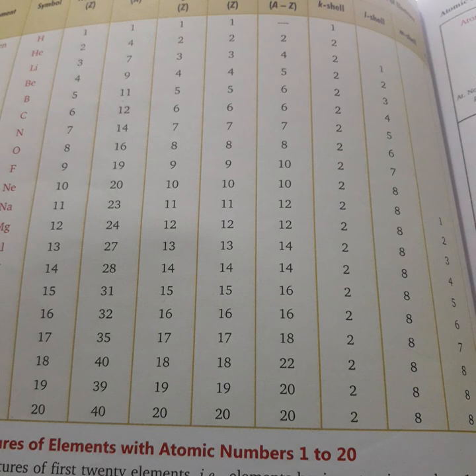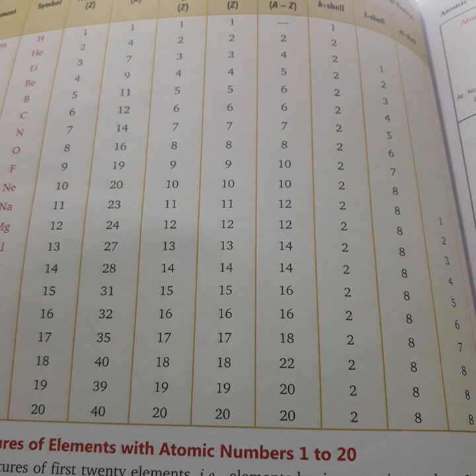Then fluorine. Fluorine's atomic number is 9. 2 electrons will go to the first shell. 9 minus 2, 7 are left. 7 electrons will go to the second shell. So find out the valency of fluorine. 8 minus 7 is equal to 1. It means it will gain 1 electron to form a negative ion. Okay, and so it is also a non-metal.